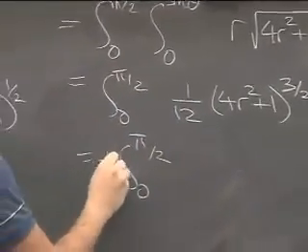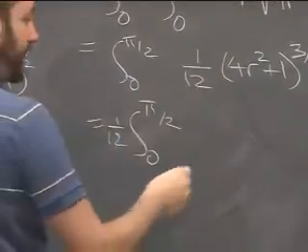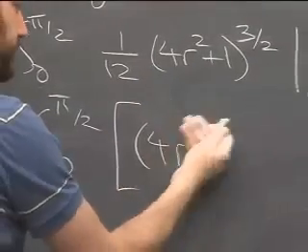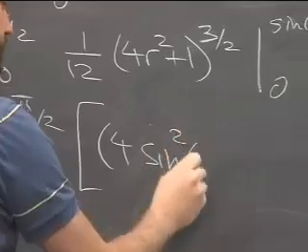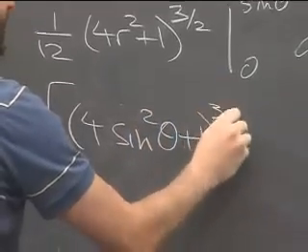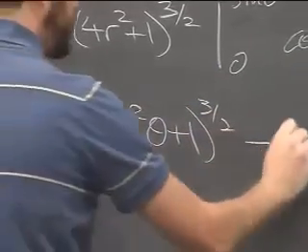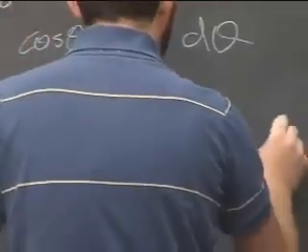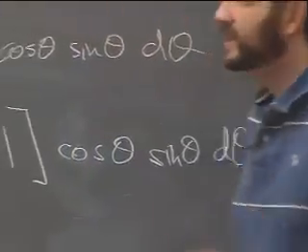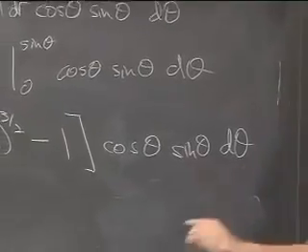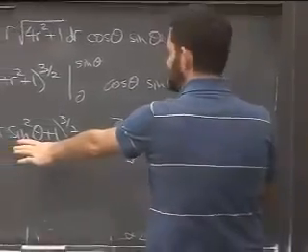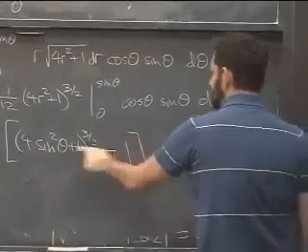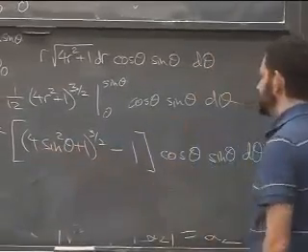Take out the 12th, do the substitution, and you will get 2 terms. You'll get 4 sine squared theta plus 1 to the 3 halves, and then the other term is actually minus 1. Anyway, it's a single variable integral now, and we're already way over time. It's not as bad as it looks. You split it into 2 pieces, and in the first one, the cosine theta is the derivative of the sine, and actually it is in the second one as well.